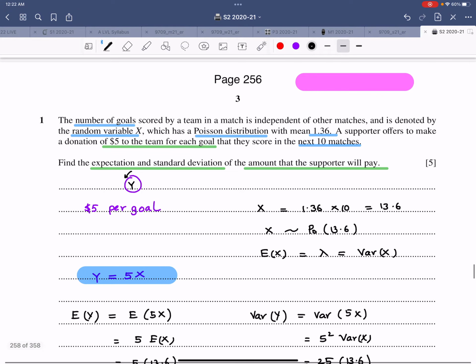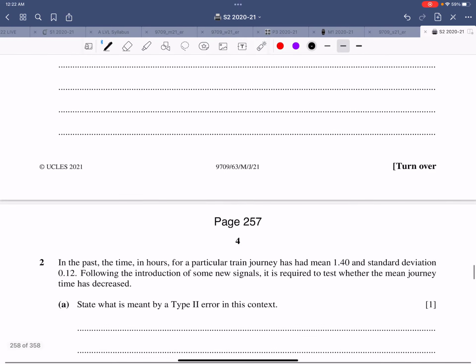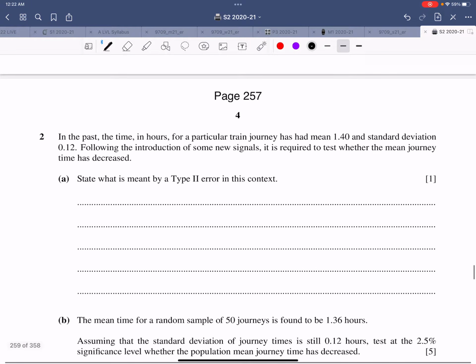So the first question was conceptual. It was about the Poisson distribution. At the same time, the concept of linear combination was there. So it was a linear combination with the Poisson distribution. Let's move to the next question.